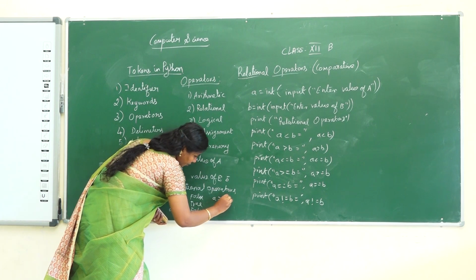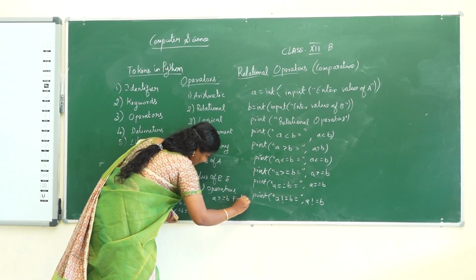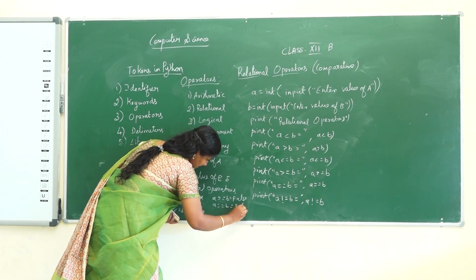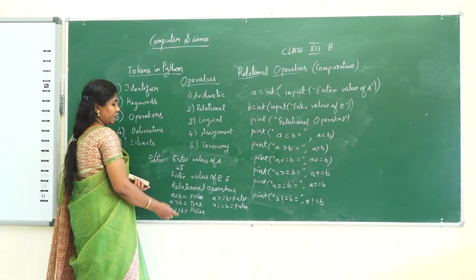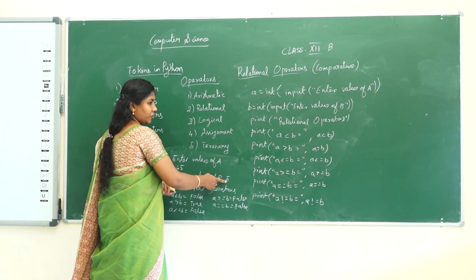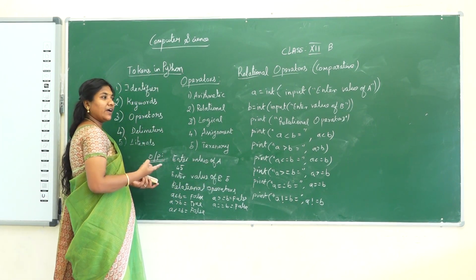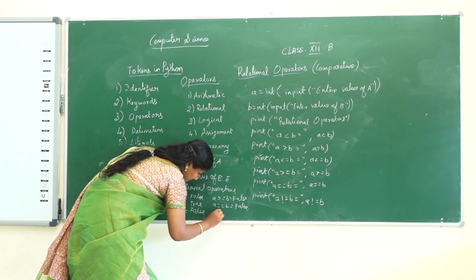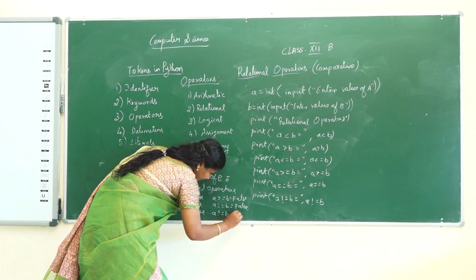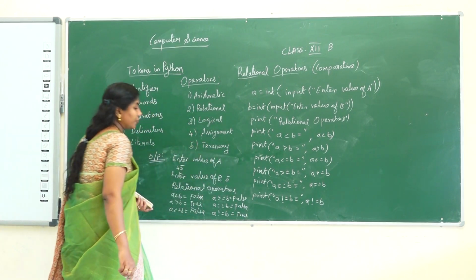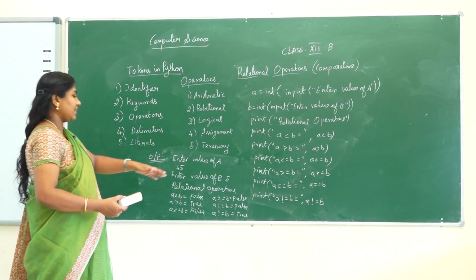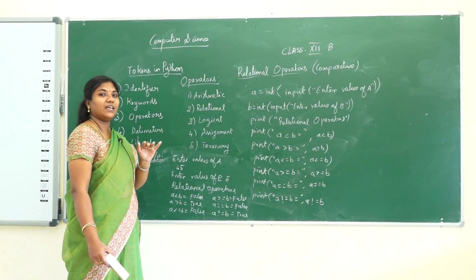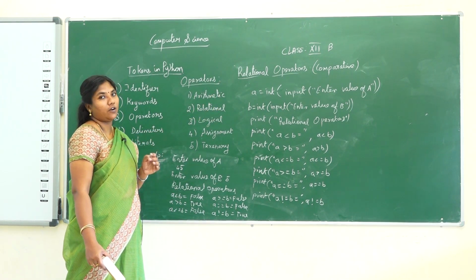So A greater than or equal to B also false, A equal to B also false, and A not equal to B. A is not equal to B, so the condition is true. But you have to use the not one. Okay, so then what will be the value? True. So A is not equal to B. So these are the outputs for the relational operators. Relational operators will be giving the value as either true or false.